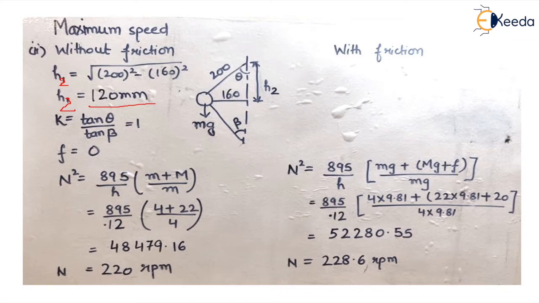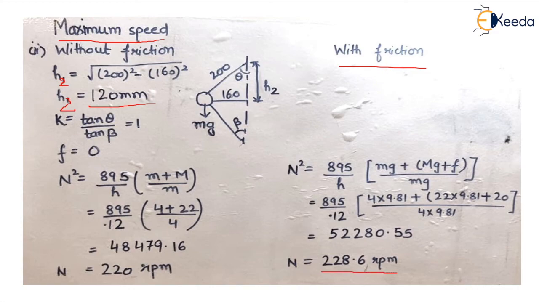Now when we are talking with friction, in case of maximum speed, what happens when speed is maximum? The sleeve moves upward, and the force of friction acts downward, in the direction of mg. So it gets added to mg. You place the values. Small m, the mass of the ball, is 4 kilogram. Capital M is 22 kilogram. Friction we already know, it is 20 Newton. You solve it and we get the value as 228.6 rpm.